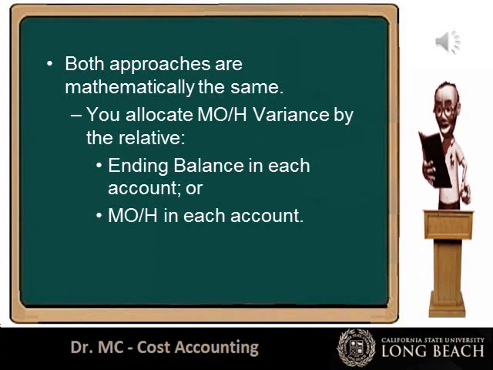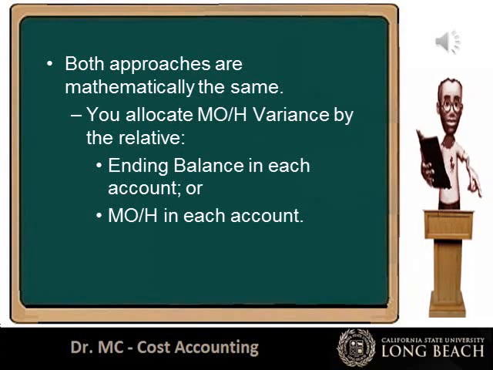If you were looking at the ending balance of each of the accounts, you would divide the ending balance in an account by the total ending balances of all three accounts. This tells you the percentage of the total ending balances that belongs to a particular account. We will call this percentage the account's relative ending balance.